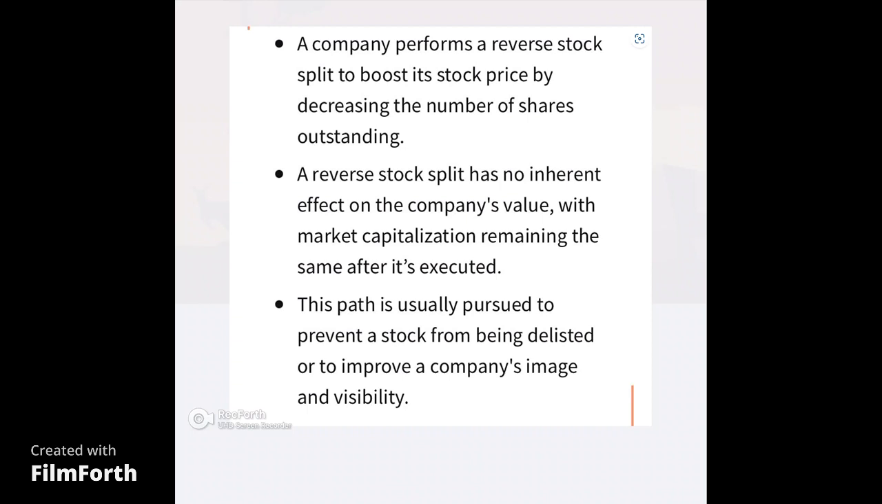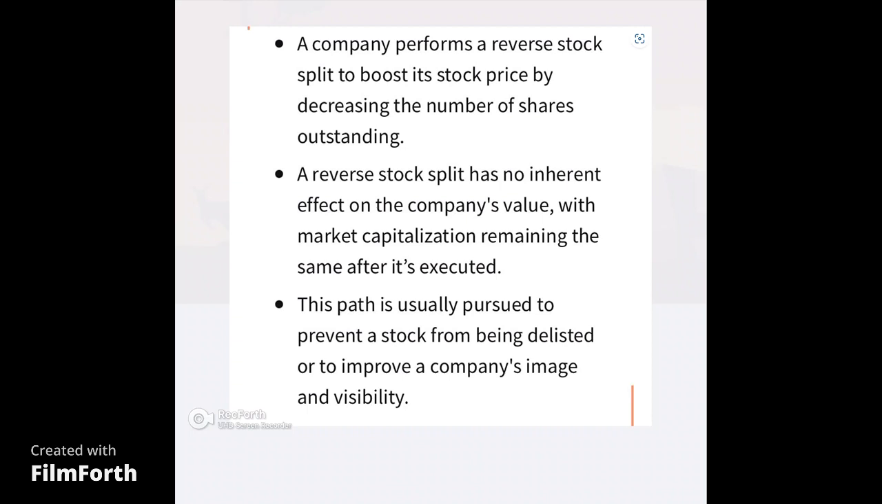But a reverse stock split has no inherent effect on the company's value, with market capitalization remaining the same after it's executed. And guys, the reason for that is because nothing's changed price-wise, at least not on paper. So if the company has 100,000 shares and each of those shares is $1, then that market cap would be $100,000, right? Now, this is just giving you easy math examples. Obviously, no company on the stock exchange has that little value.